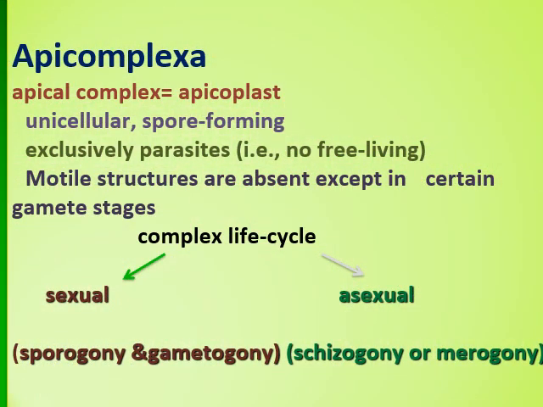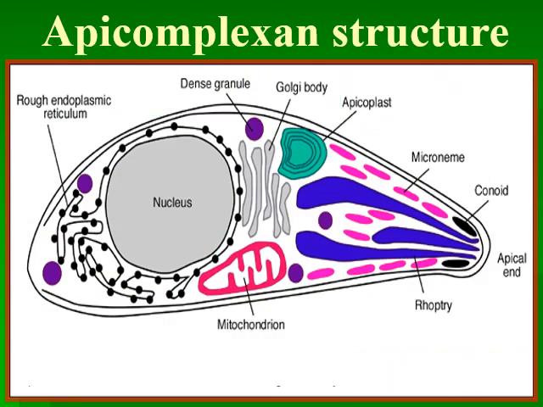Apicomplexa contain an apical complex. We call it apicoplast, used in certain stages for movement. It is a unicellular spore-forming organism, exclusively parasites. There is no free living organism in this phylum. It contains a complex life cycle, with sexual reproduction by sporogony and gametogony, and asexual reproduction by schizogony or merogony.